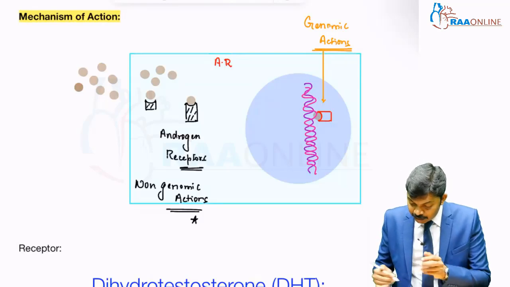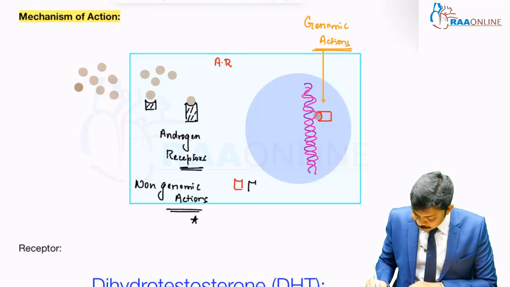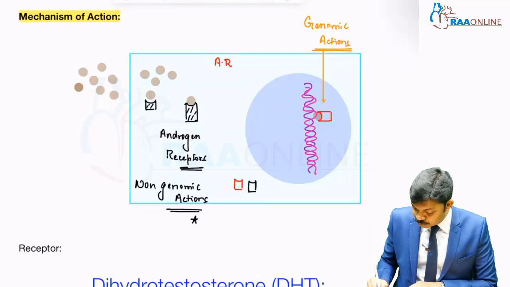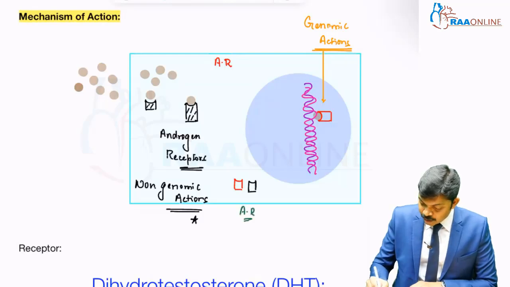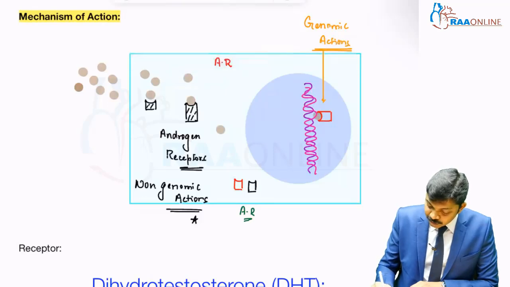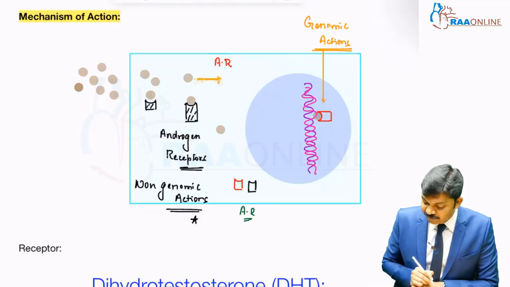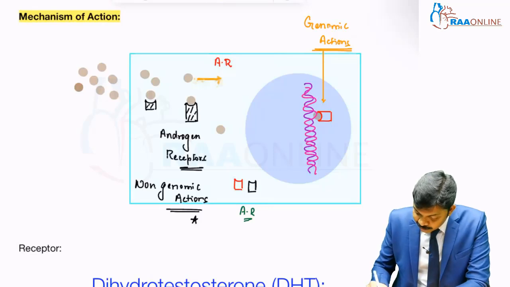Alright. And let me give you another example here. Let us consider there is a receptor here, there is another receptor here, there's another receptor here. Alright. So again, these two are androgen receptors. On one side, we get the full hormone testosterone coming in. On the other side, the same testosterone hormone is being converted to dihydrotestosterone. This gets converted by the same enzyme 5-alpha reductase to another hormone. Now this is going to be called dihydrotestosterone.